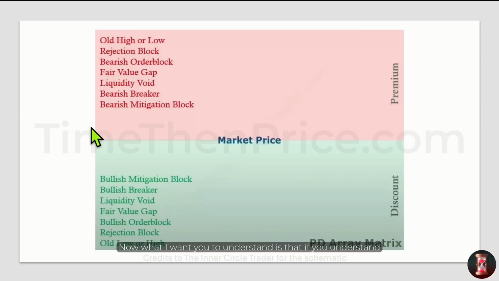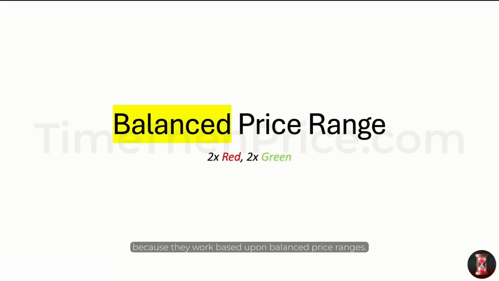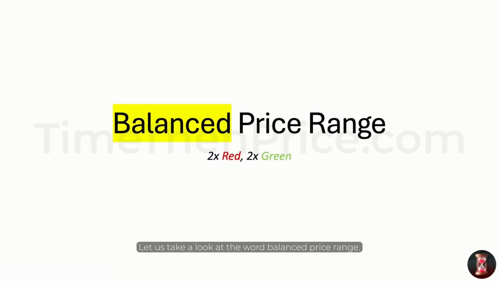Now, what I want you to understand is that if you understand the majority of these PD arrays, what they look like, you'll be able to get a deeper understanding of why they work, because they work based upon balanced price ranges. Let us take a look at the word balanced price range. We're going to put emphasis on the word balanced first of all. What I want you to see is that I've made a description of what balanced means.